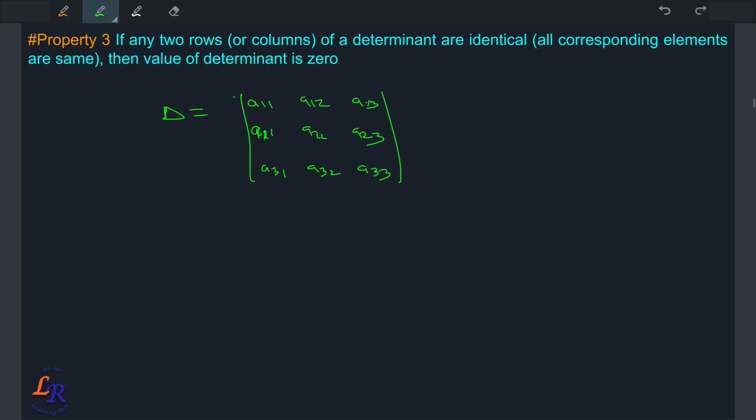Now it says that if any two are identical, right? So it would mean that you can have, let's say, A11 A12 A13, corresponding to any row. So let's say for row 1 and row 2 it is identical, so it is also A11 A12 A13, and this is not identical, right? So you can just write like this, right?